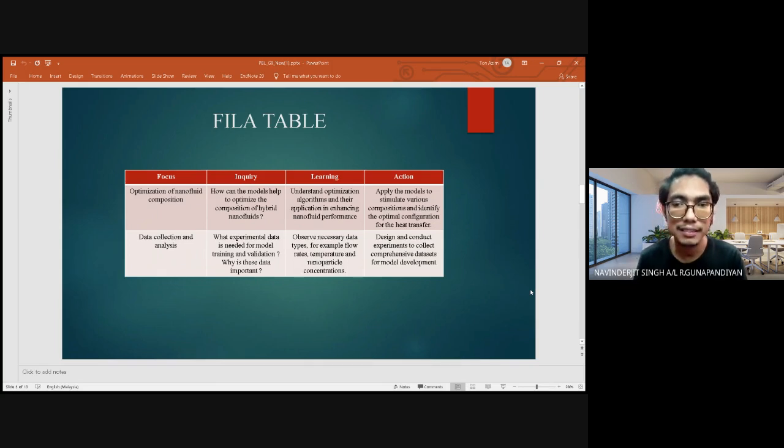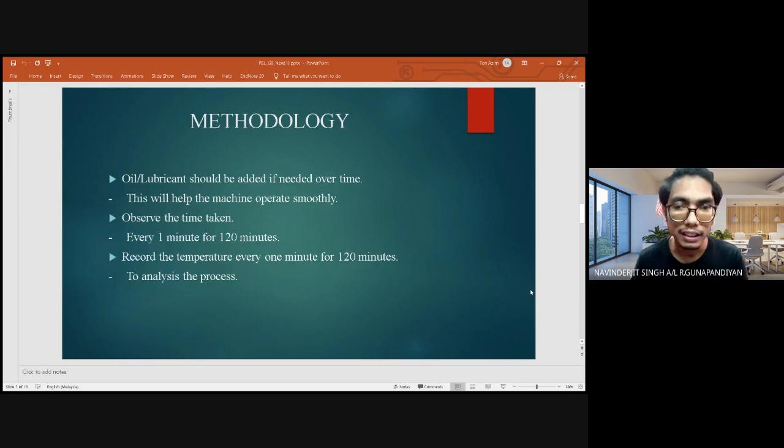Next slide. So the methodology. Oil or lubricant should be added if needed over time. This is because the oil or lubricant will help the machine to operate smoothly and will not cause any damage. The second is to observe the time taken. The time taken is 120 minutes, and every 1 minute we must record the temperature. The temperature and the time taken will help us to analyze the process. So the next slide is the solution to the problem.